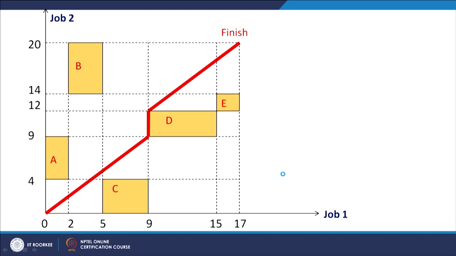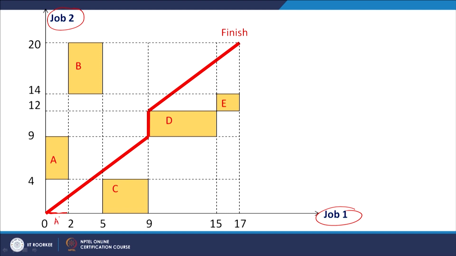Now, we have to understand what is being represented here. On the x axis, the horizontal axis, we have job 1, and the vertical axis shows job 2. As you know, there are only two jobs, job 1 and job 2. Now, since job 1 has this, the first one is A.